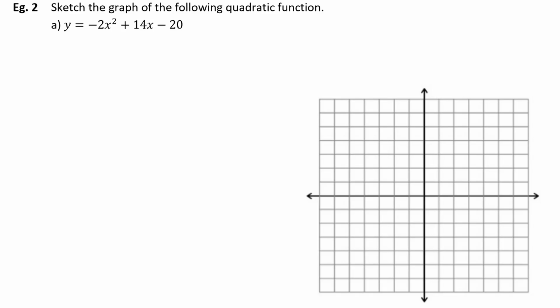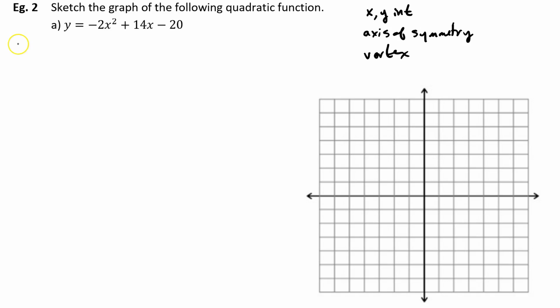Example number 2. Sketch the graph of the following quadratic function, y equals negative 2x squared plus 14x minus 20. Let's graph this thing using the tools that we have already in our tool belt. Our x and y intercepts, our axis of symmetry, and let's find our vertex.